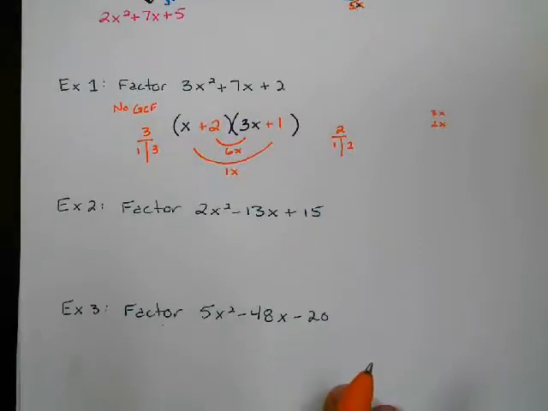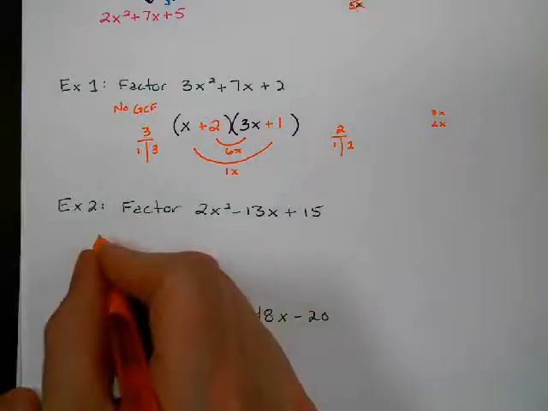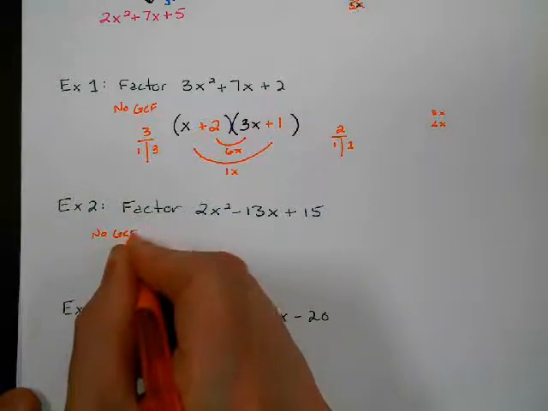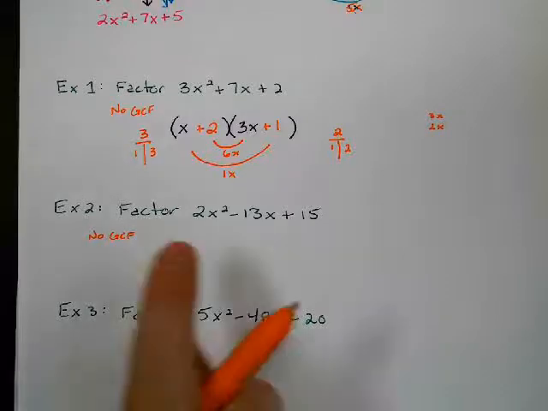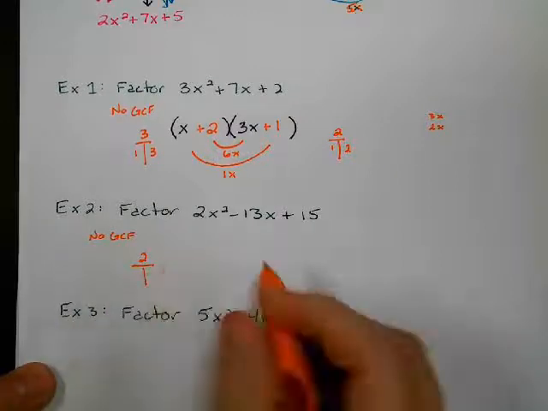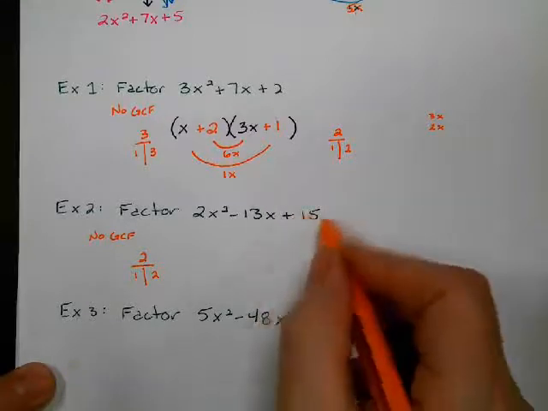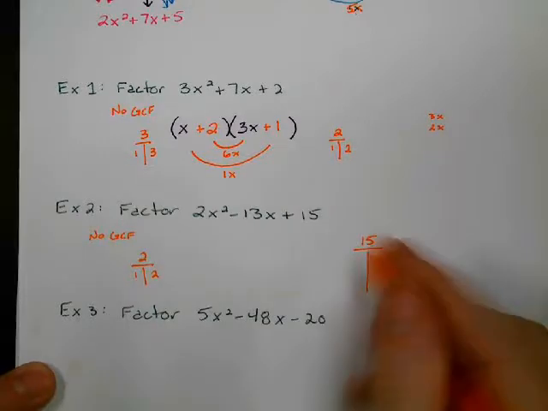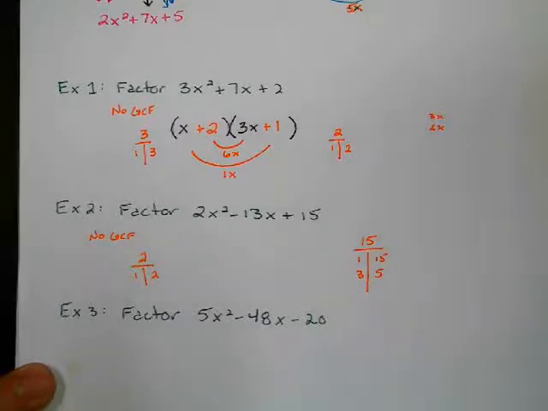Next one. Is there a GCF? No. Okay, that's nice. You're going to see why later on, why we want to worry about that. So no GCF, good. All right, let's look at the leading coefficient. It's 2. Oh, it's still nice. So 2, so that can be a 1 and a 2. And then on our coefficient on the last term, we've got 15. Okay, now that can be 2 different things. That can be 1 and 15, or it can be 3 and 5. So I got a little bit more decision making to do on this one.